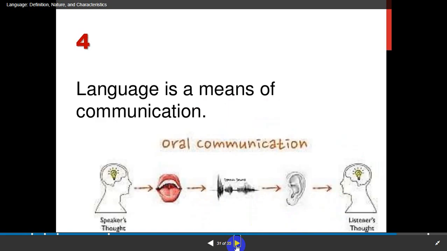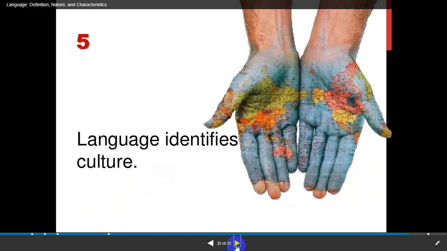Language is a means of communication. Yes, as we have known already, we use the language to communicate with each other. We use the language to give lectures. We use the language to learn something. Okay, language identifies cultures. Yes, language really identifies culture. The language we use can tell other people about our culture.